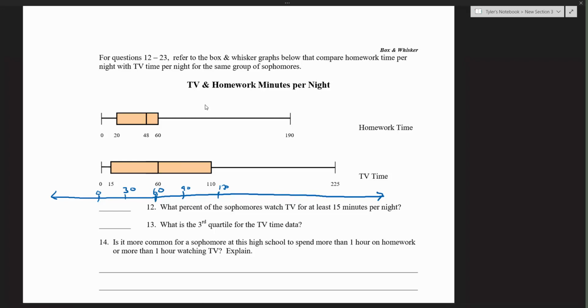So if we look at number 12, in this data, you want to be familiar. The data set is for high school students at a specific high school, and they were sophomores, and they were asked how many minutes do you spend on homework per night? How much time do you spend on TV per night? So number 12 says what percent of the sophomores watch TV for at least 15 minutes per night?